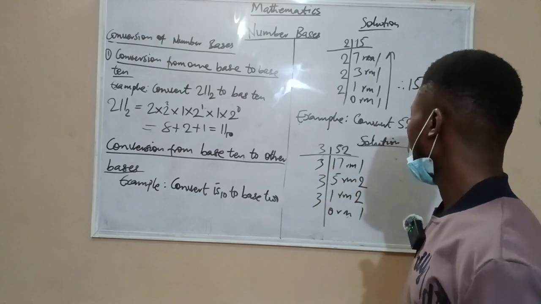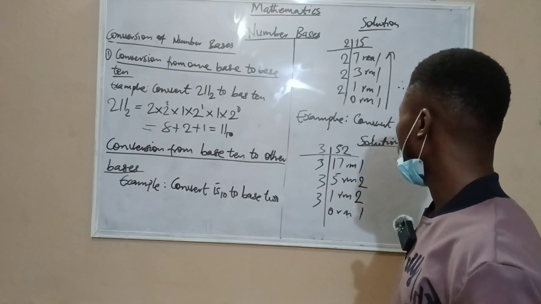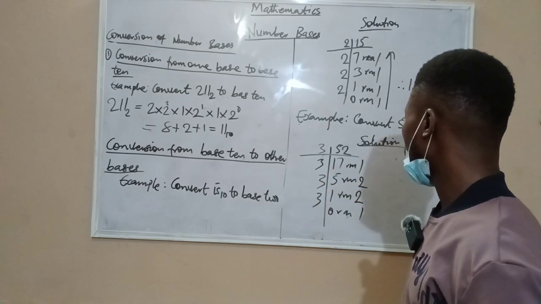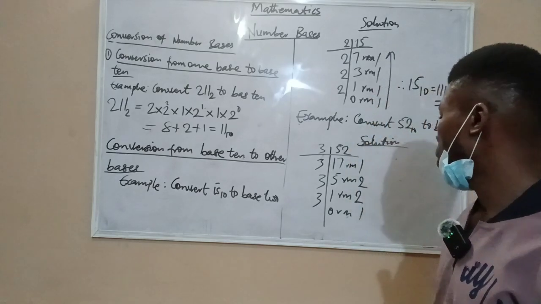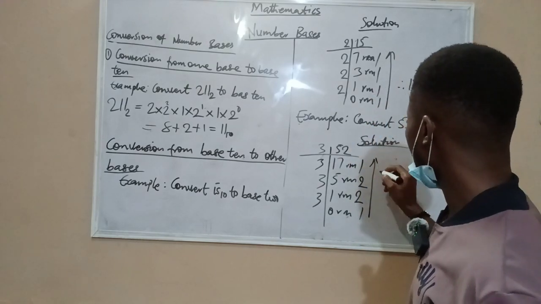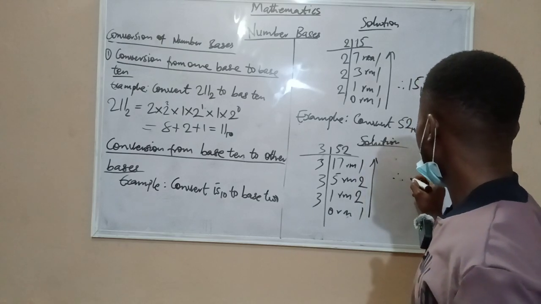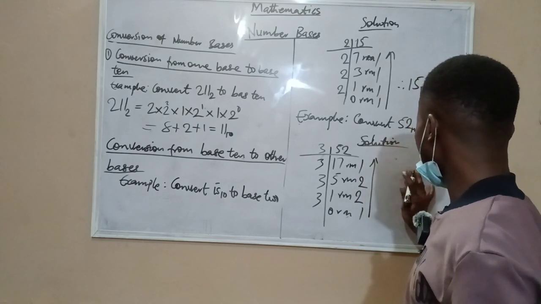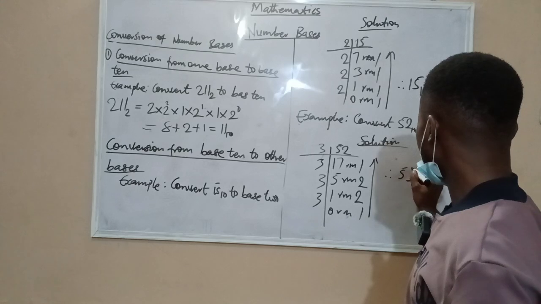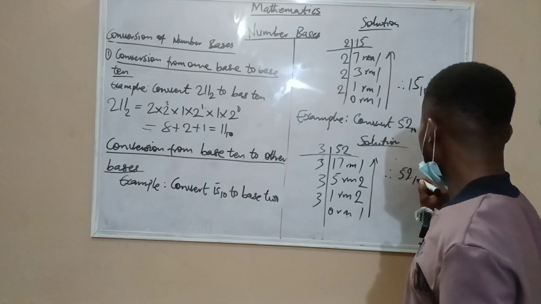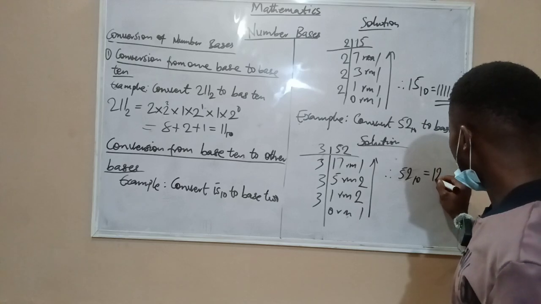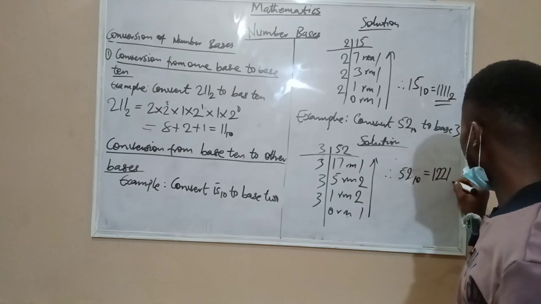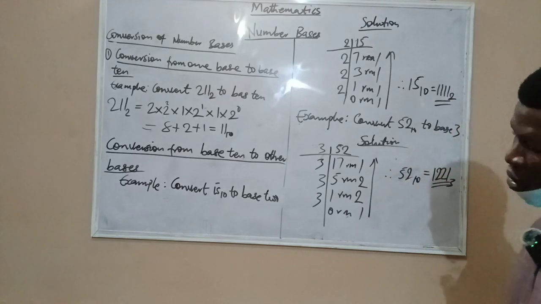Let's look at it again. 17 remainder 1. Then 3 in 17 is 5 remainder 2. 3 in 5 is 1 remainder 2. Then 3 in 1 is 0 remainder 1. Therefore, we take this way. Therefore, 52 in base 10 equals 1221 in base 3.